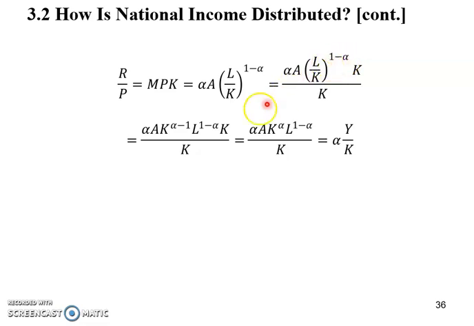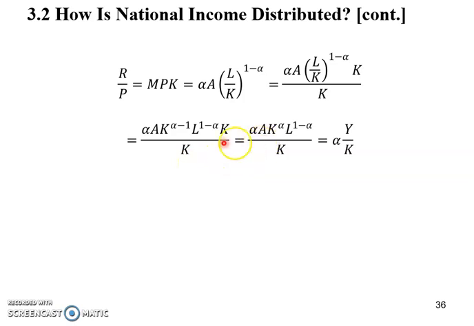So we move the alpha to the front, then we get K to the power of alpha minus 1. Just be a little more careful when we do the math. It's straightforward, but it might be a little tricky if you're not that familiar with the exponential function. And then L to the power of 1 minus alpha. L is in the numerator, so the exponent stays the same, right? Times K, that's the last one here, and divided by K.